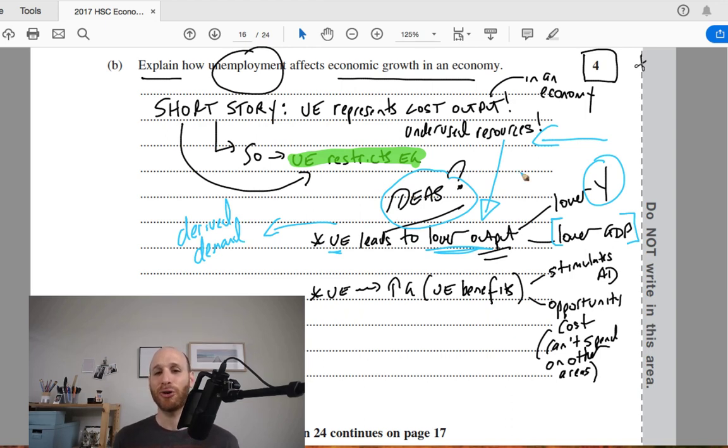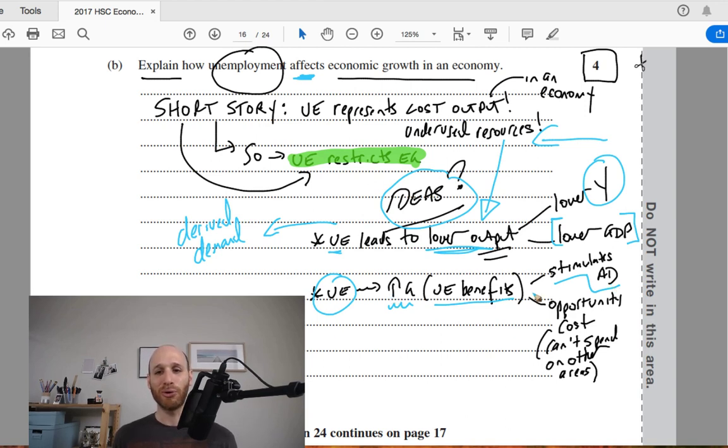The other thing you could talk about is, because it says how it affects, not just negatively, you could flip the script a little bit. So if you think about it this way, unemployment will lead to greater government spending on unemployment benefits, right? The government has to pay more in welfare to cover all those people who are now without a job. So yes, that is going to actually stimulate aggregate demand and provide a short-term boost to economic growth.